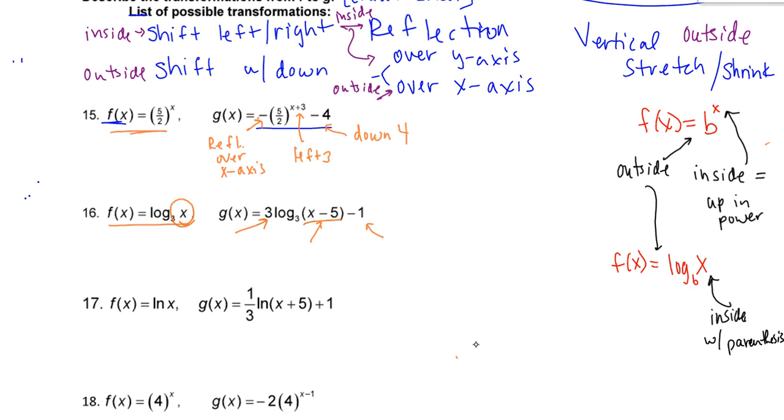So multiplying by 3 on the outside, that's going to be a vertical change. It's 3, which is more than 1, so we're going to stretch by 3. This one is inside, and it's subtract, so look at your little table. Subtract inside means we're moving right 5. This minus 1 is outside, it's on the side of the function, so it's actually going to be down 1.